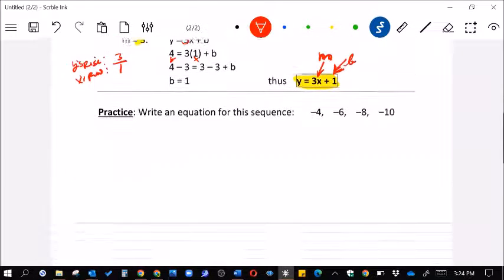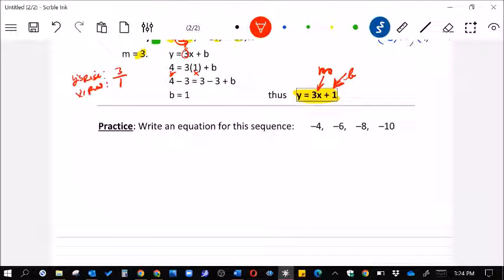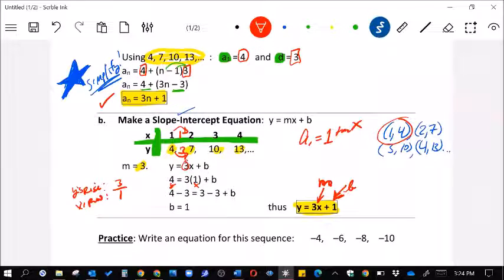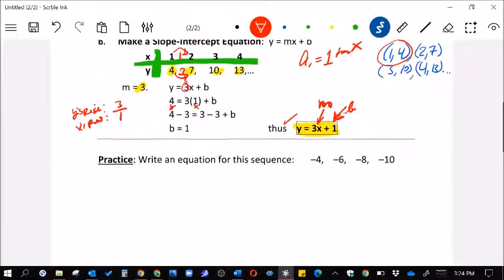Here's one to practice. Stop the video for a moment and practice doing this one. Make either equation, the nth term one or the y one, and then come back and check to see if you're right. I will start up again in about 3 seconds. You can stop and then come back to this when you're ready.